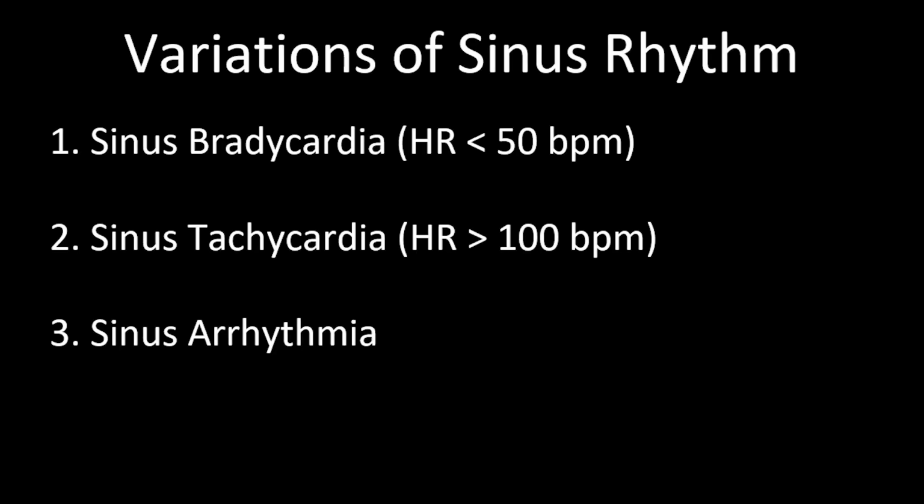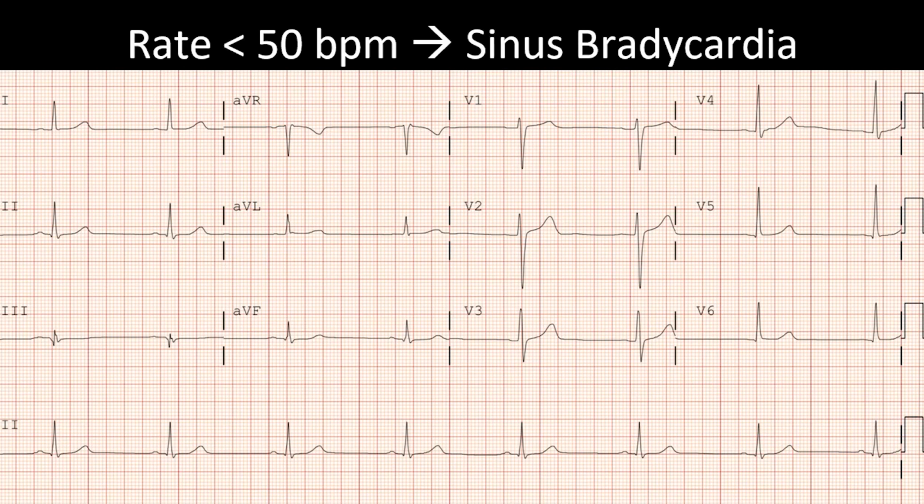Now that we've discussed what sinus rhythm is, let's look at variations of sinus rhythm. Well, the rhythm could still be originating from the sinus node, but it could be slower than normal. If the rhythm is still originating from the sinus node with a 1:1 P to QRS relationship, but it's slower than 50 beats per minute, we call that sinus bradycardia.